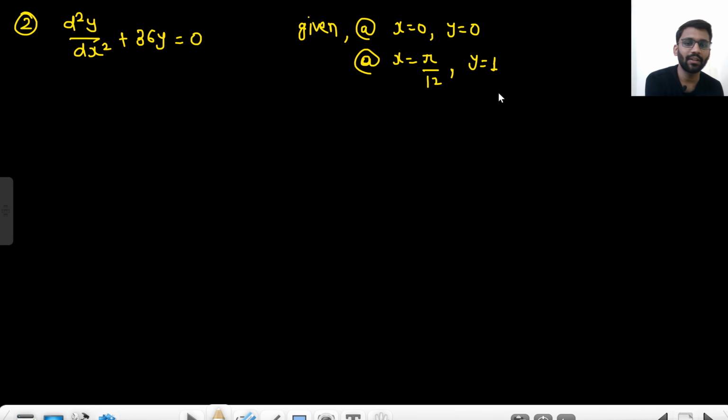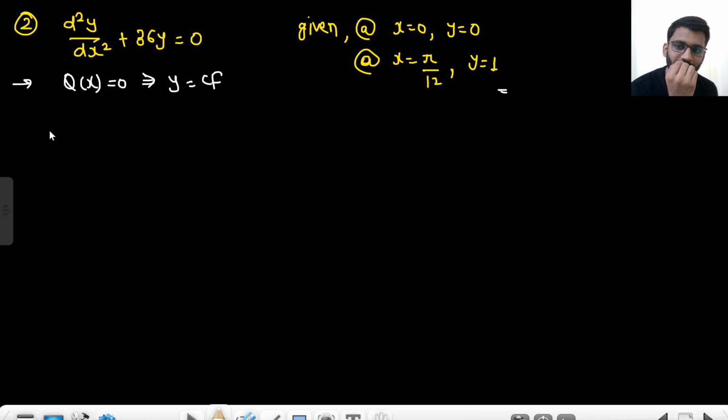Here, this is the equation given. Also, some conditions are given too. Why are these conditions given? To find the values of constants. So first, what will we do? Q(x) is 0, that means y is equal to only CF.